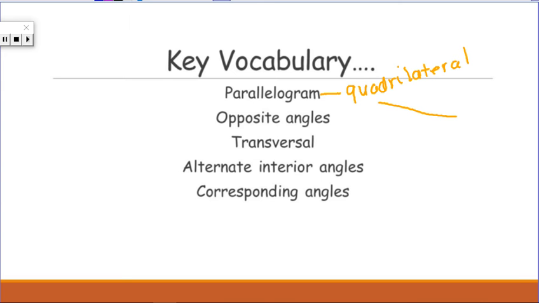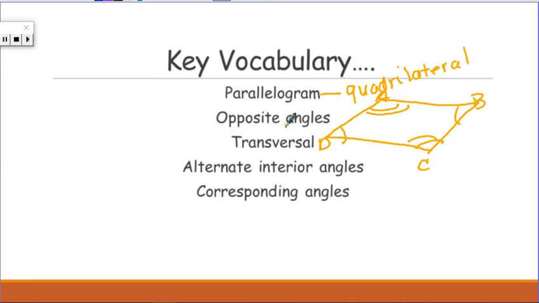Hold on, let me get that together. Looks a lot like that. Something similar to this. It looks a little better. And it has 4 sides, and we're going to just discuss today opposite angles, and we're going to prove that they are congruent. We're going to talk about how we can use the transversals to help us prove that, alternate interior angles, and corresponding angles.